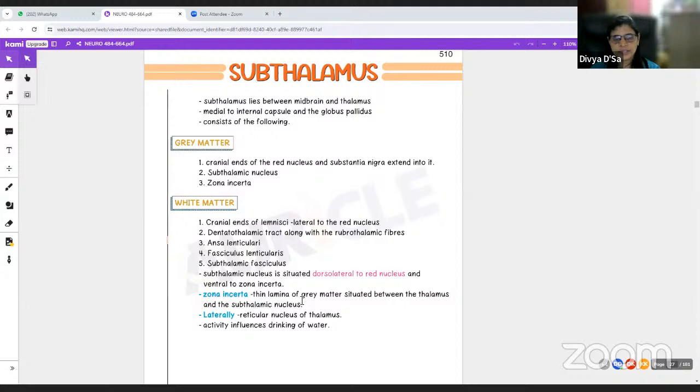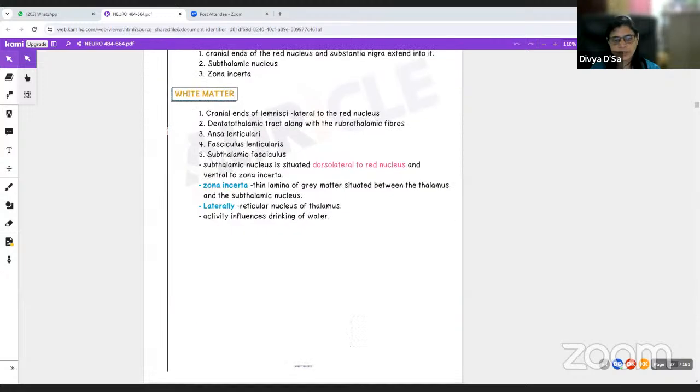Now, the zona incerta is a thin lamina of gray matter situated between the thalamus and the subthalamic nucleus. Laterally, it consists of the reticular nucleus of the thalamus. Okay, and its activity influences drinking of water.